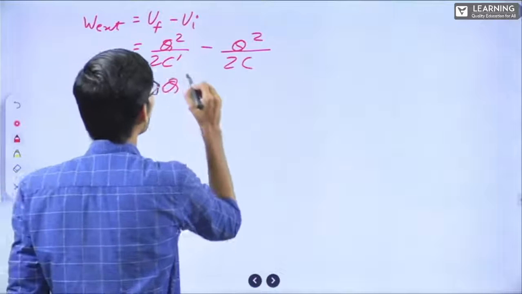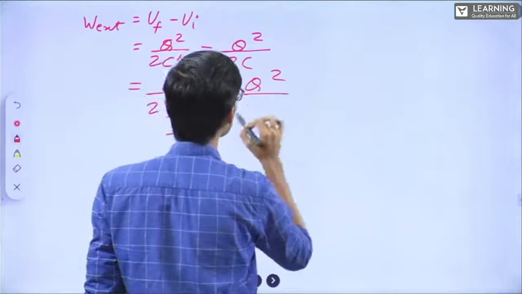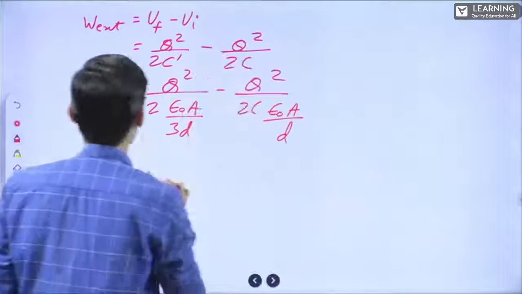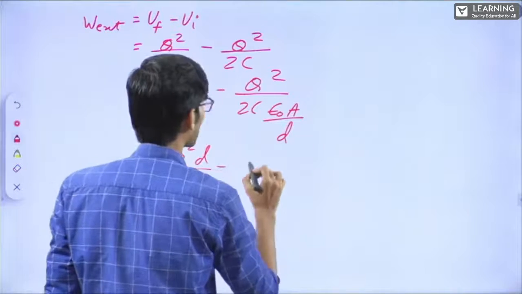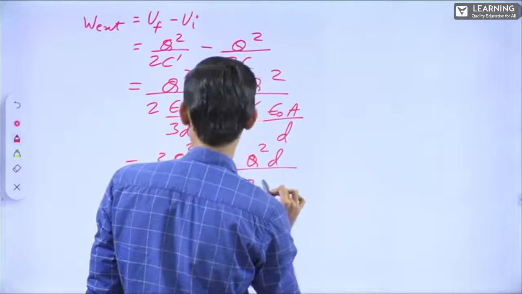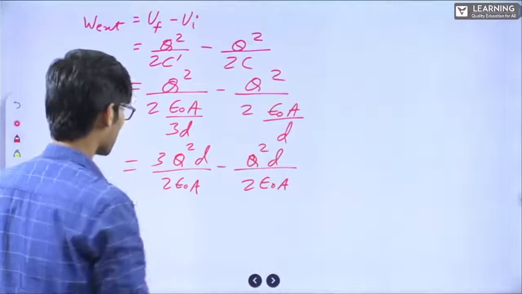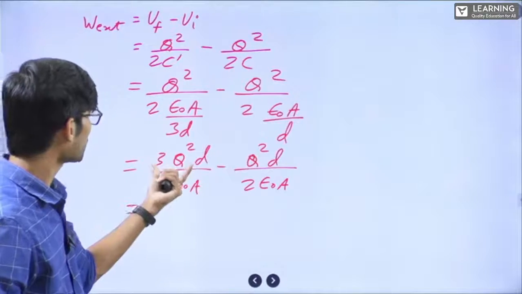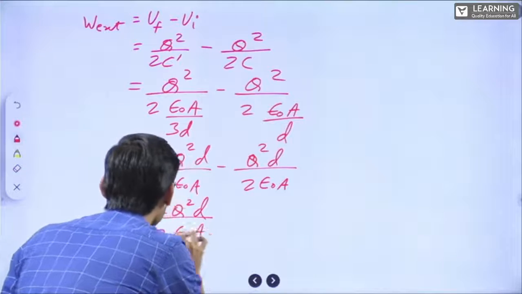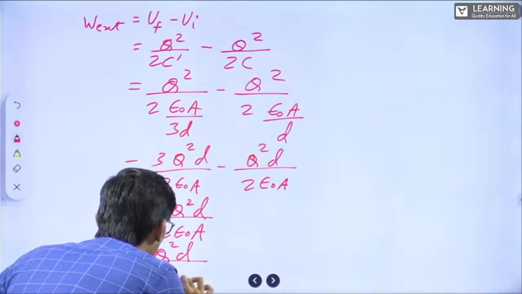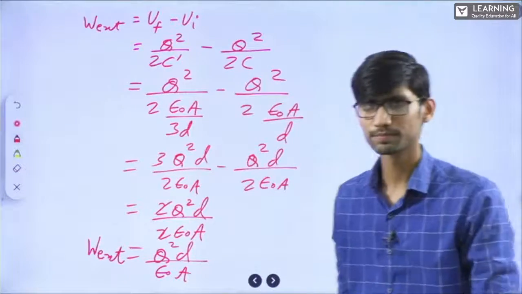So here Q square by 2 epsilon naught A by 3D minus Q square by 2 epsilon naught A by D. That gives 3Q square D by 2 epsilon naught A minus Q square D by 2 epsilon naught A. From here, 2 epsilon naught A is anyway the same. 3Q square D minus Q square D is 2Q square D. 2Q square D by 2 epsilon naught A, the 2 cancelled, Q square D by epsilon naught A. This is work done by external agent. Clear? Easy?